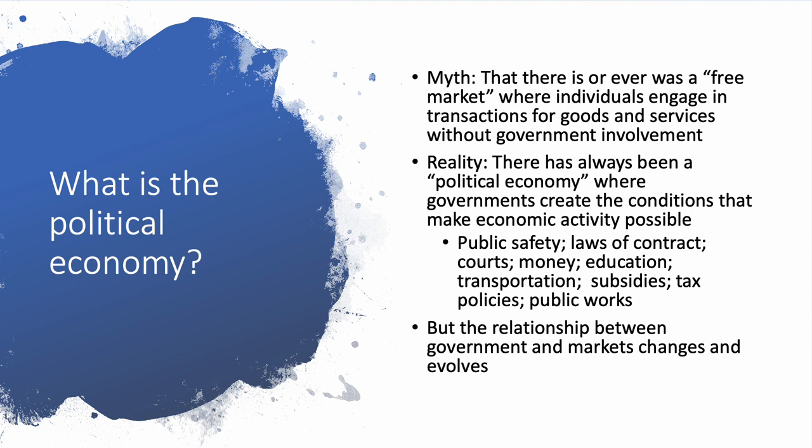Making and enforcing laws of contract, creating courts where contracts can be enforced, creating money, governments create money, public education that enables people to meaningfully work, to perform tasks for which they are trained, making sure people can read, write, do arithmetic. Well, government does that for the most part. Transportation system so we can get to work. And I mentioned subsidies and tax policies. And then the all-important public works or the creation of public infrastructure. I mean, roads, sewer systems, water systems, electrical systems, all these things are either created by or subsidized by or regulated by government. And we couldn't have a so-called free market if we didn't have all of those things, could we? We couldn't even get to work if the government didn't build roads for us.